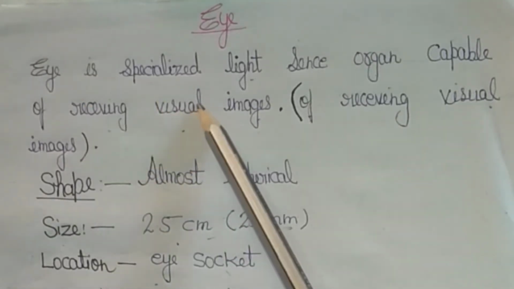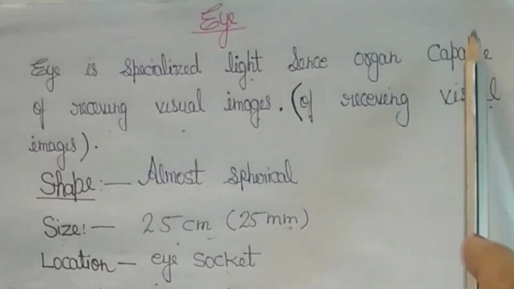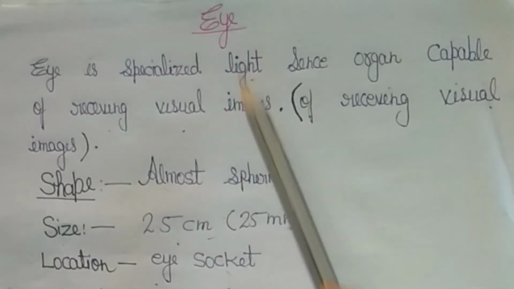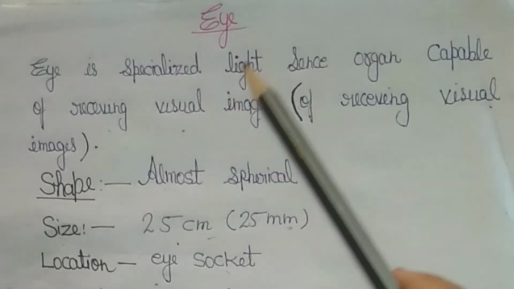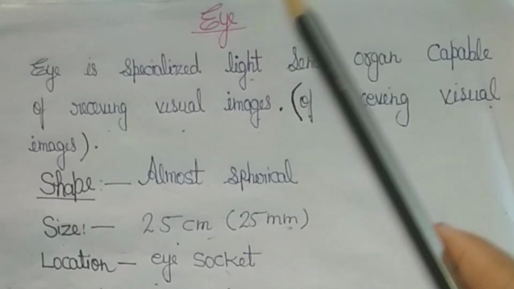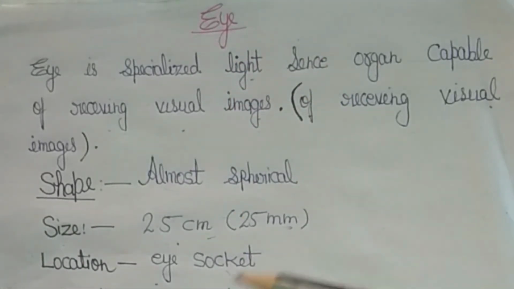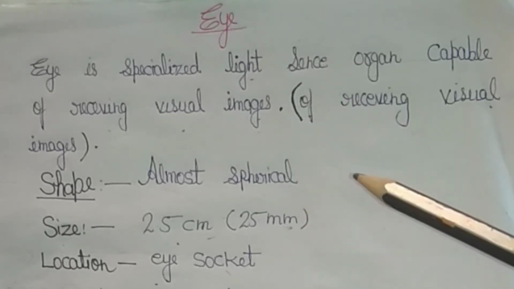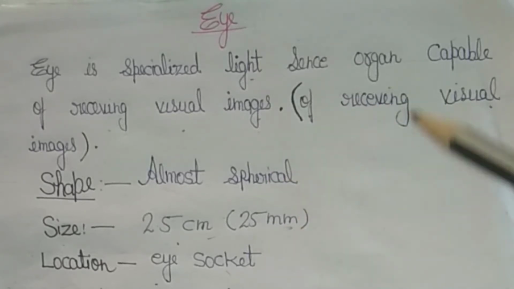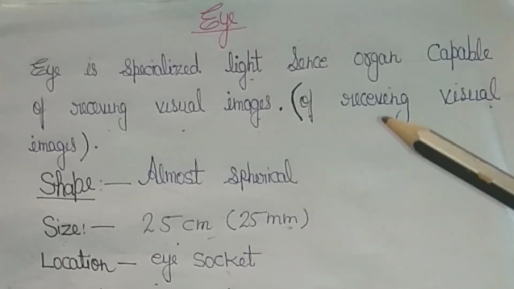First of all, the definition of the eye. The eye is the specialized light sense organ capable of receiving visual images. That means it is a sense organ, and which sense organ? Light sense organ. We know that five types of sense organs are found in our body, and the light sense organ is our eyes. So that is the definition.